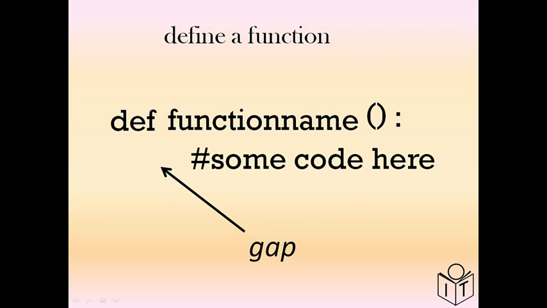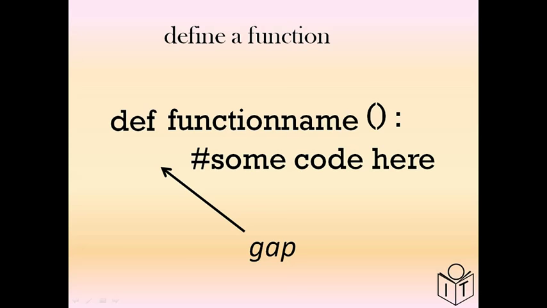Okay, so where do we start? We start with just a simple function. So here's the syntax. This is how a function is written. We start with define, which is def. Then we give the function a name, something that we can look at and have an idea what the function does. This is followed by some brackets and a colon.